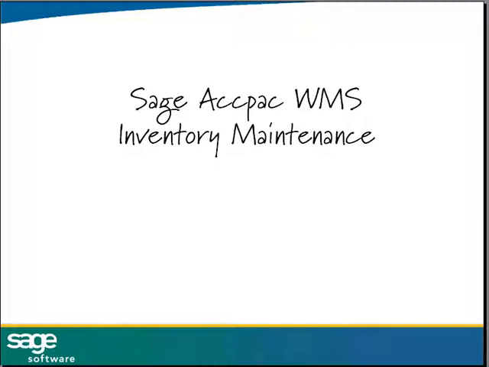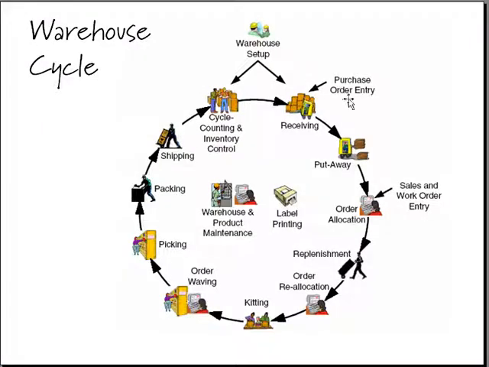One of the key things that Sage ACPAC WMS takes care of and improves on is inventory count. Sage ACPAC WMS ensures that the appropriate amount of inventory exists in the warehouse at any one point in time. So let's have a look at how Sage ACPAC WMS will improve the quantity of inventory counted within your warehouse.